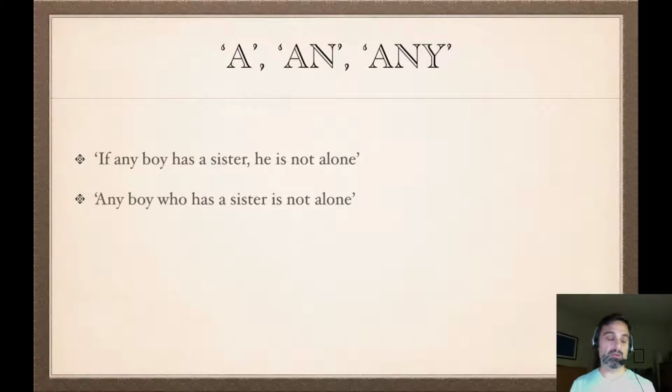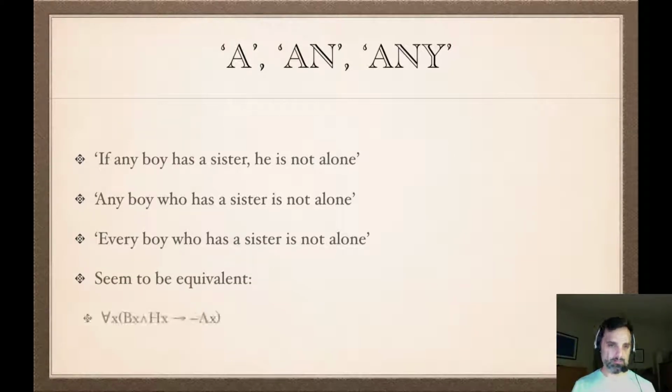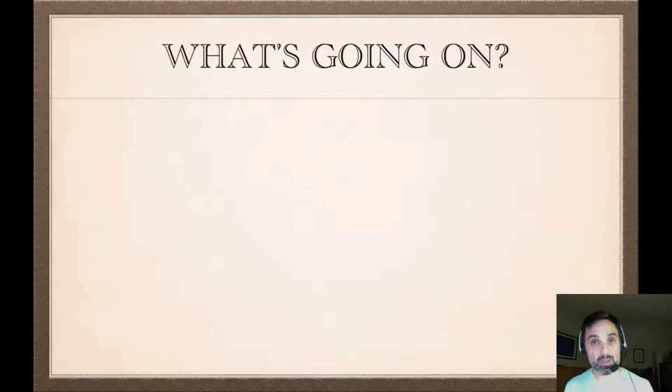So if any boy has a sister, he is not alone. Well, we could say any boy who has a sister is not alone. Note we've gotten rid of the conditional now. And so every boy who has a sister is not alone. Well, we know how to symbolize that. That's for all x, if bx and hx, then not ax. So here we have the universal with scope over a conditional. So what's going on?